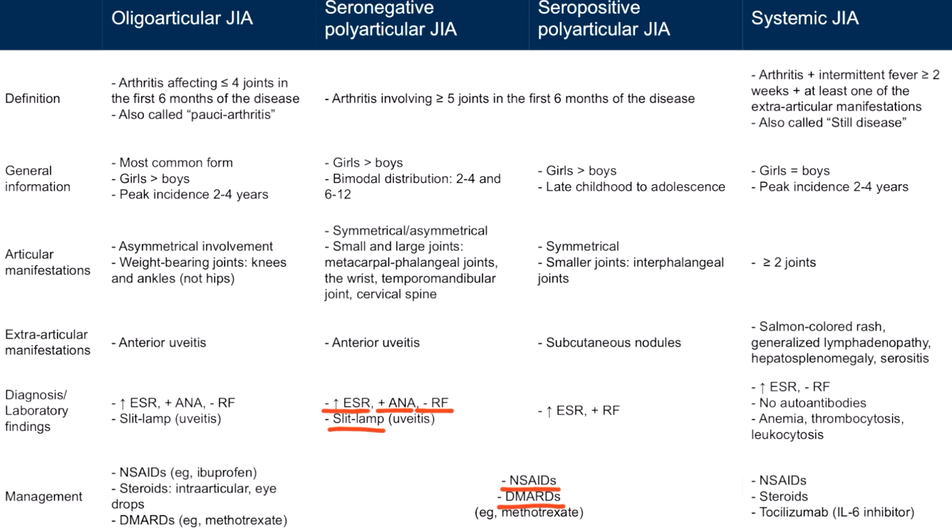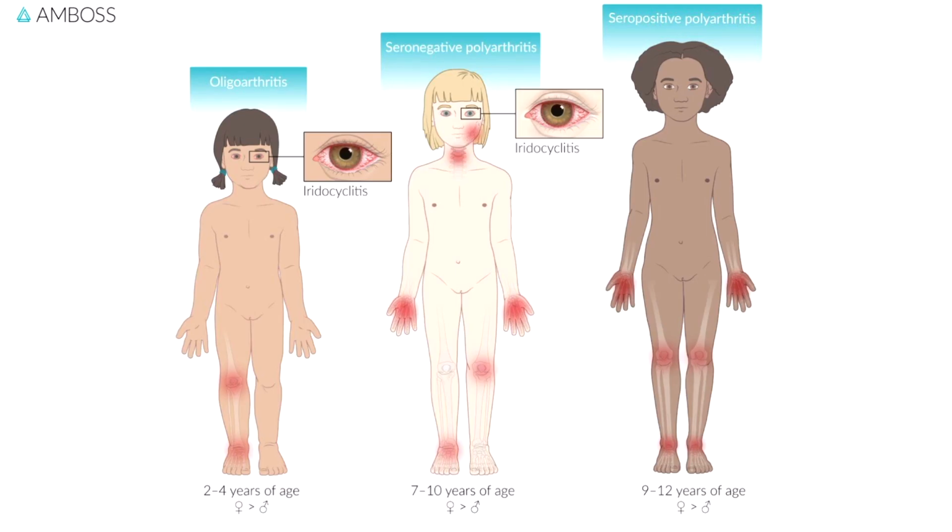Next, seropositive polyarticular JIA. Similarly, girls are affected more than boys. The disease most commonly manifests during late childhood to adolescence. Taking a look at this image again, the last image represents a girl with seropositive polyarticular JIA. In this type, joints are symmetrically involved and smaller joints such as the interphalangeal joints are commonly affected. Large joints such as knees and ankles may also be affected.